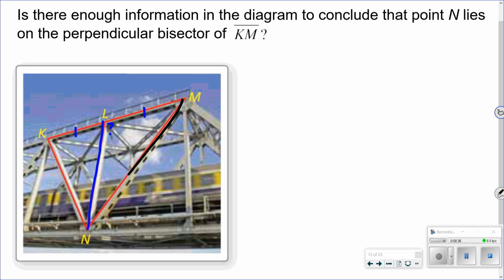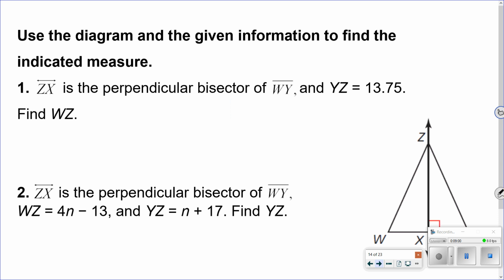If I knew that that segment was congruent to that segment, then I could prove that it was a perpendicular bisector because the points on the perpendicular bisector are equal distance from the endpoints, but it doesn't tell me anything about those two segments. So on here I would say, is there enough information to conclude that? On this one I would say there is not. Okay, not enough information.